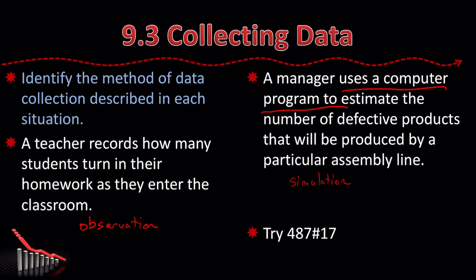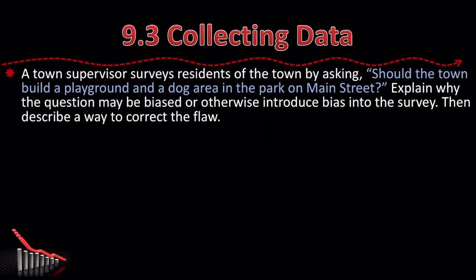Why don't you try number 17? Pause this video while you read it and answer it. Should be a simulation. A town supervisor surveys residents of the town by asking, should the town build a playground and a dog area in the park on Main Street? Explain why the question may be biased or otherwise introduce bias into the survey. Then describe a way to correct the flaw.